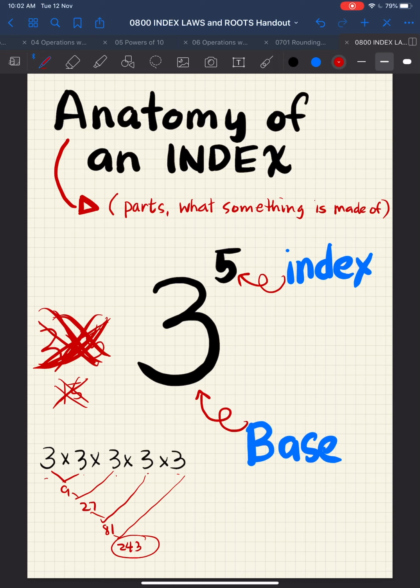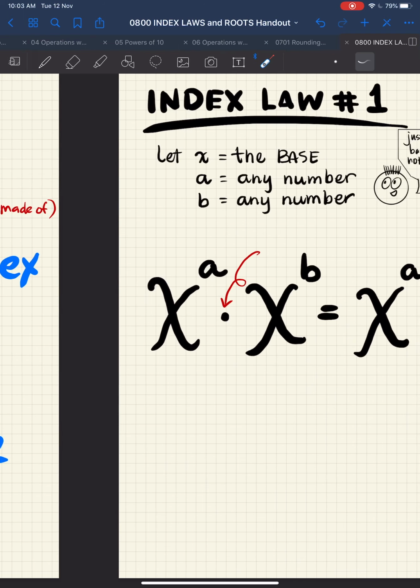That is one of the biggest mistakes students make. You do not multiply the base by the index. You multiply the base by itself, the number of times the index tells you to. So in this case, you multiply 3 by itself 5 times. 1, 2, 3, 4, 5. And you see the difference in the answers, 15 versus 243. That is a big difference. So now let's go to index rule number 1.